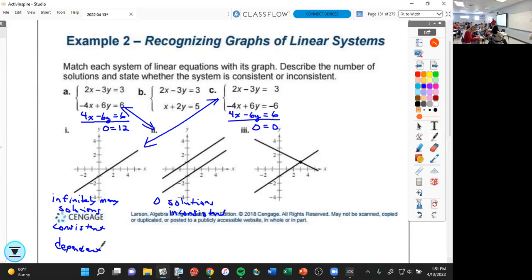Obviously, it's going to be this one. So this guy goes over here. We have one solution. We have consistent. And we have independent. And this question didn't ask to label it as dependent or independent, did it? That's just bonus. Okay.